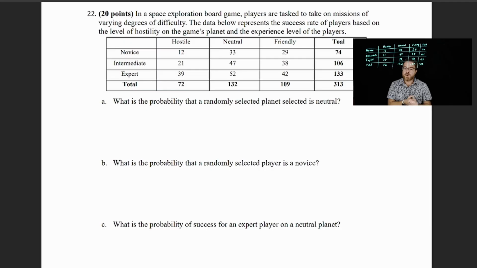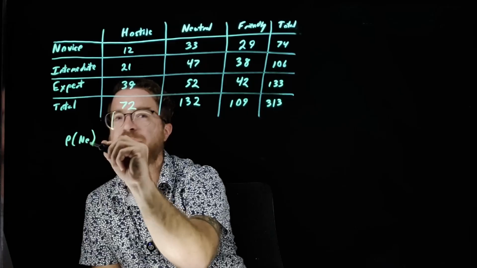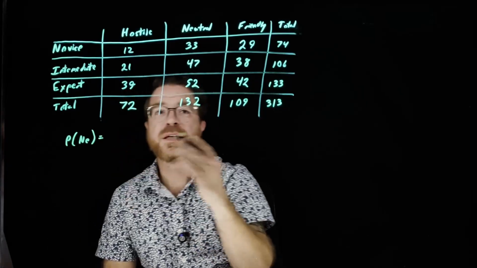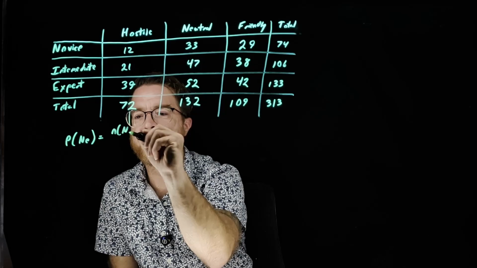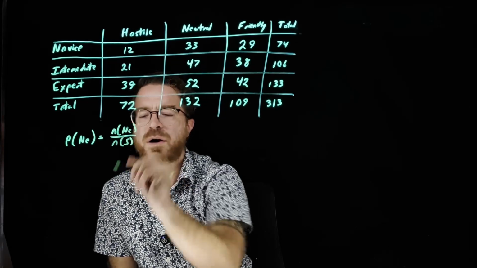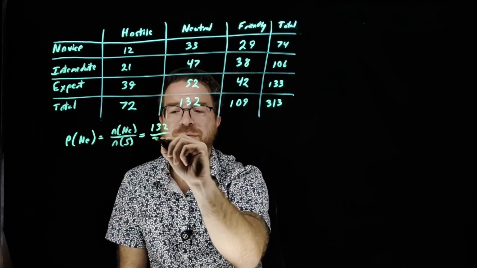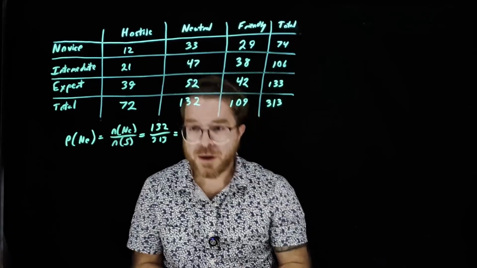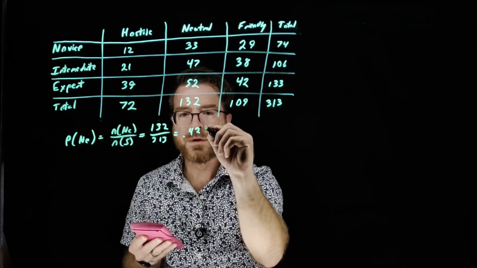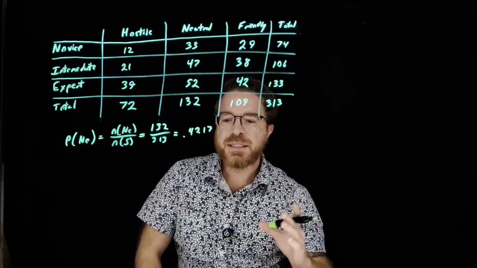So the first problem asks, what is the probability that a randomly selected planet is neutral? So in this case, the first one is just looking for the probability of picking a neutral planet. I'm going to put this as NE for neutral. So the probability of selecting a neutral planet is that we have 132 neutral planets, right? Because I'm just taking the number of neutral planets divided by the number of our entire sample space, which is 313. So my neutral planets are 132 out of 313, which is equal to a probability of 0.4217, so 0.421.